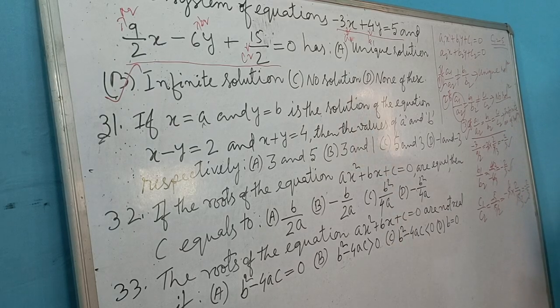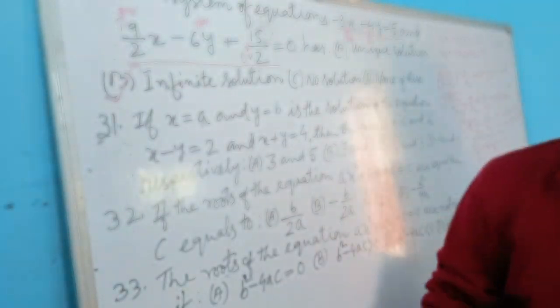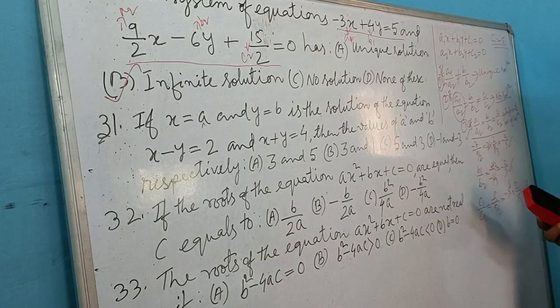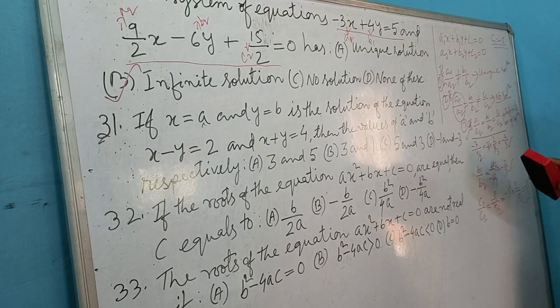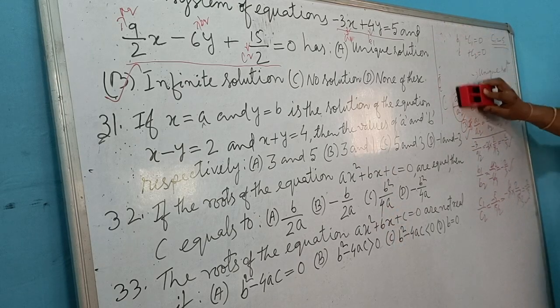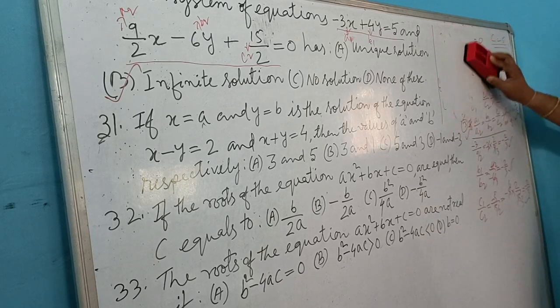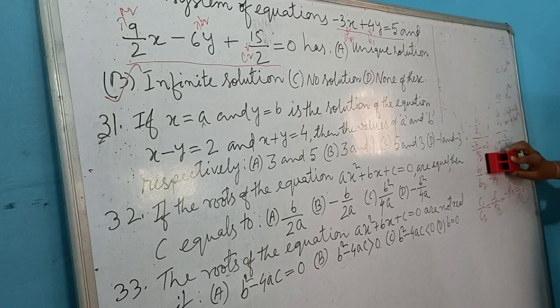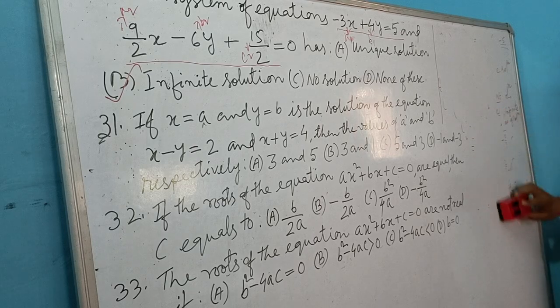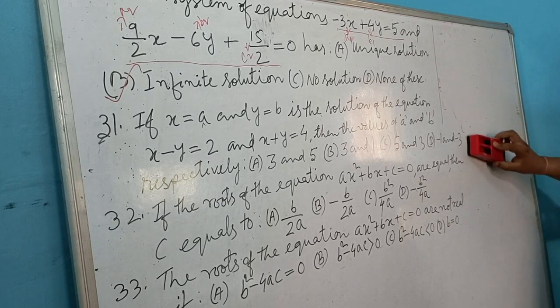Now question number 31. In question number 31, they asked: if x = a, y = b is the solution of the equations x - y = 2 and x + y = 4, then find the values of a and b. So in order to find the values of a and b, you have to substitute the values of x and y.